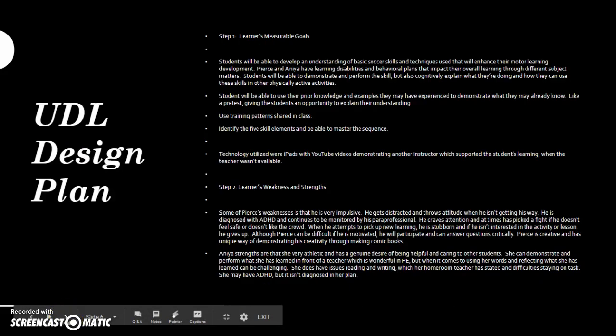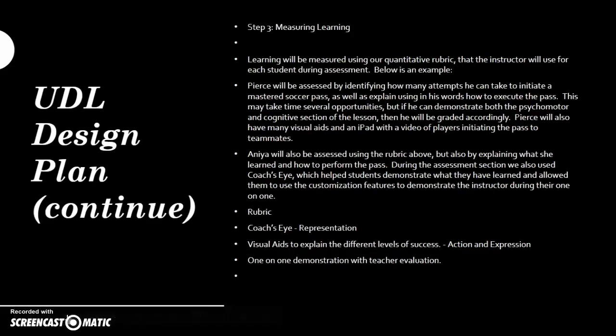For my UDL design plan, I would come up with certain measurable goals for each student and ask them what they could do to reach the second grade measurable goal using these skill elements. I broke down some of the weaknesses and strengths of both Anaya and Pierce. Both students are very talented when they're engaged and motivated, but when they're not, they can lack some learning skills, such as explaining in their words what they've learned and how they can execute it. Especially Anaya suffers a little bit with this.